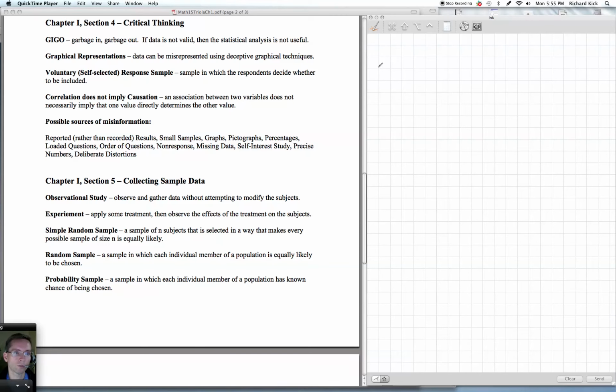And possible sources of misinformation, you can see the list here. We have reported results, meaning I tell you what my grade point average is, I tell you what my SAT scores were, rather than actually getting the data. You have to be careful about reported results. Make sure that you have samples that are large enough. We will talk about how to get sample sizes that are significant.